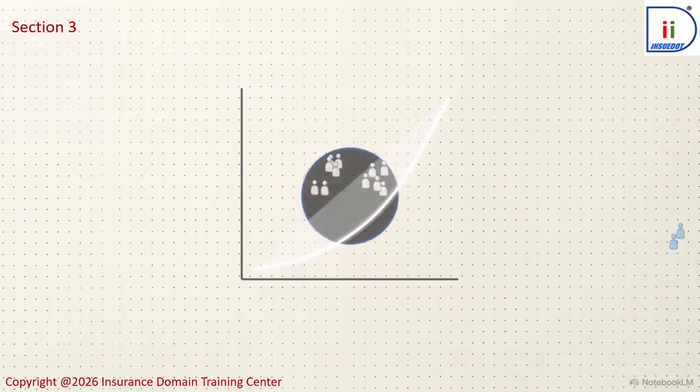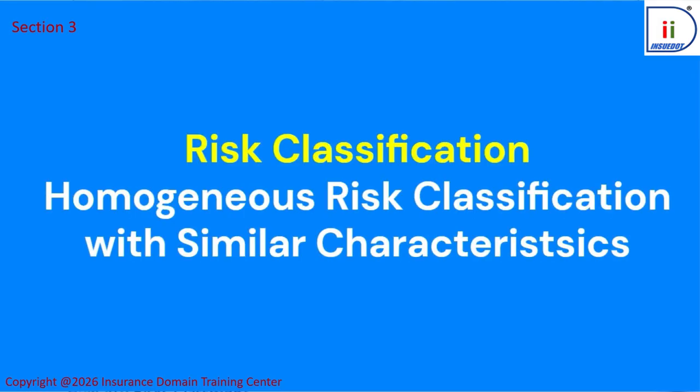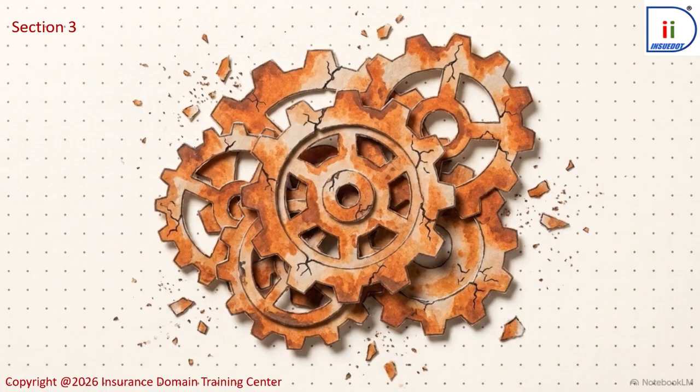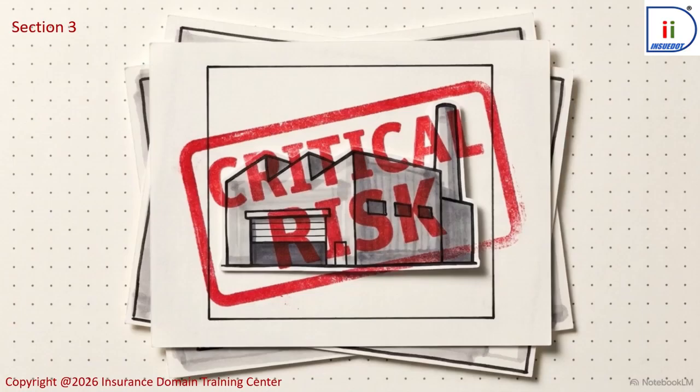This cycle is known as adverse selection. The solution to this problem is risk classification. By grouping exposures according to their level of hazard, insurers create homogeneous groups, where the risks within each group have similar characteristics. Without a proper and objective method of classifying risks, the insurance system would gradually become unstable. It would eventually suffer from adverse selection, leaving the insurer with mostly high-risk policies.